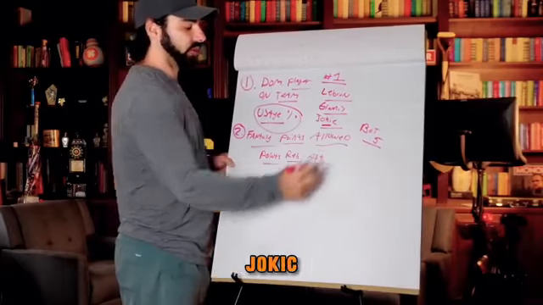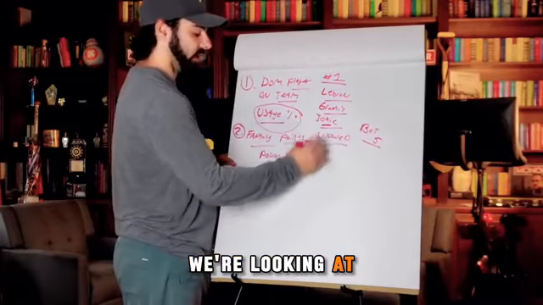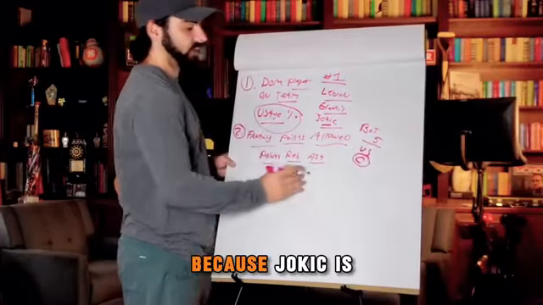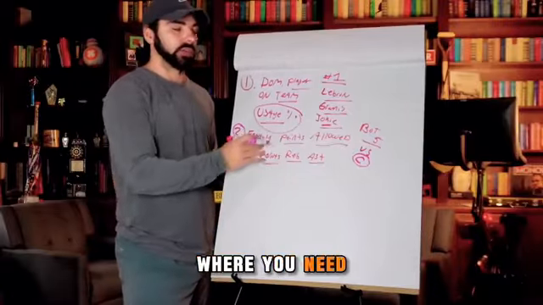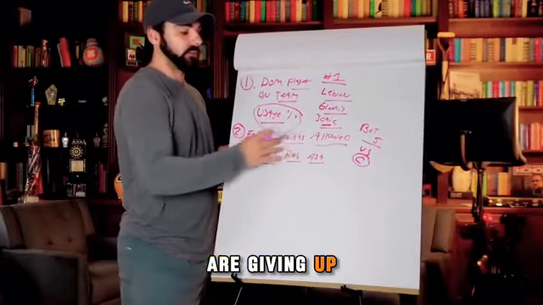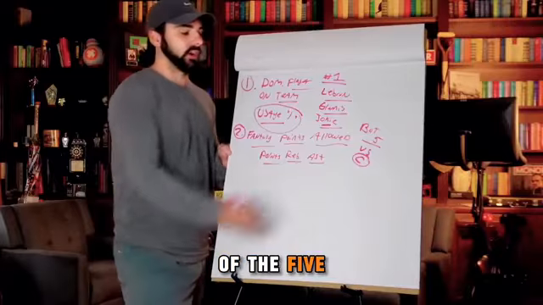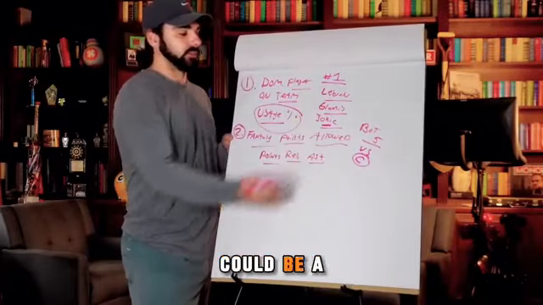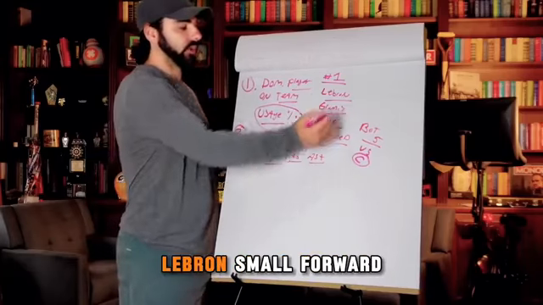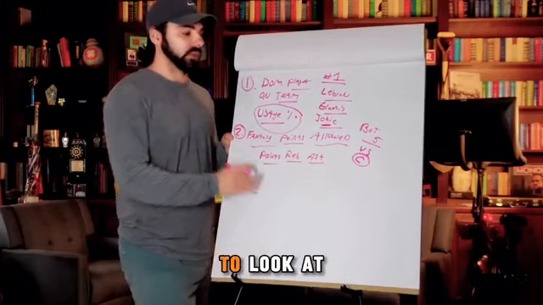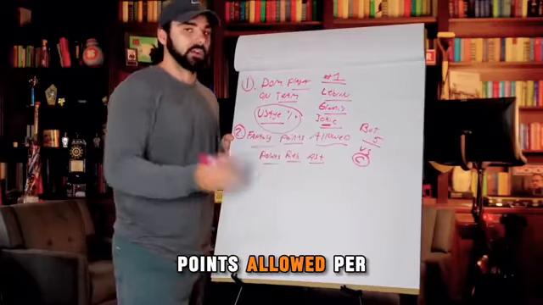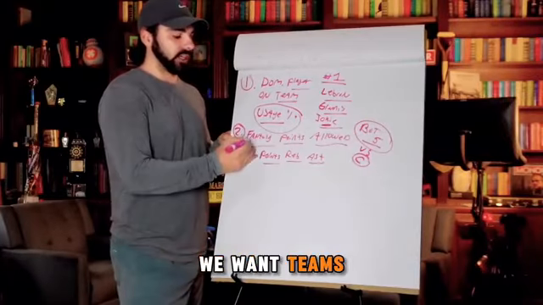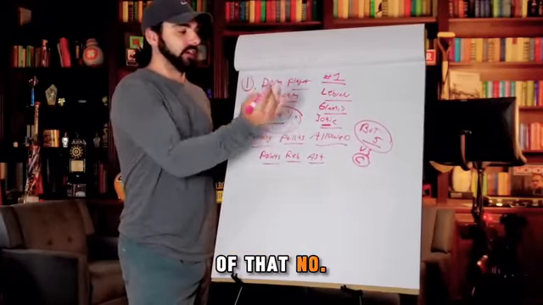So if Jokic, for example, is one that we're looking at, the fantasy points allowed for the defense needs to be bottom five versus centers, because Jokic is a center. That is where you need to look. You need to make sure that they are giving up plenty of points to centers, in the bottom five, if we're looking at a center. Same thing goes for Giannis and LeBron. Giannis could be a power forward sometimes, so we look at power forward. LeBron, small forward, sometimes maybe power forward, so we need to look at the forward position for fantasy points allowed per that position. Make sure, once again, it's in the bottom five. We want teams that give up plenty of points to the position of that number one player on that team.